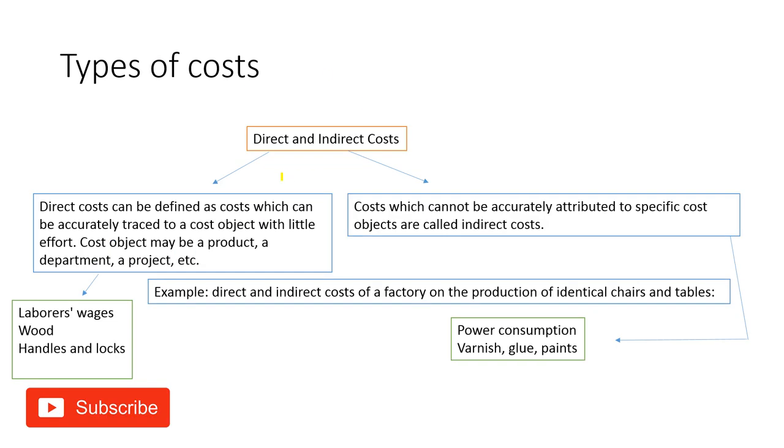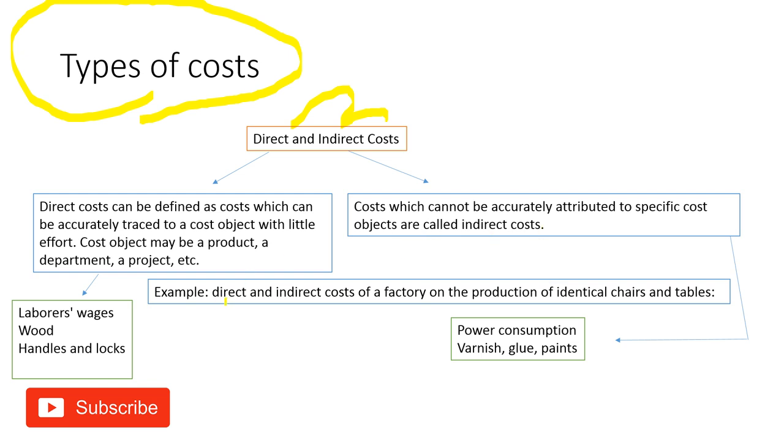So then there's two other types of costs that I want to talk with you about, just so that you know them. They are direct and indirect costs. So direct cost can be defined as cost which can be accurately traced to a cost object with little effort. So a cost object might be a product, a department, a project. It can be anything. And costs that cannot be accurately attributed to cost objects are called indirect costs.